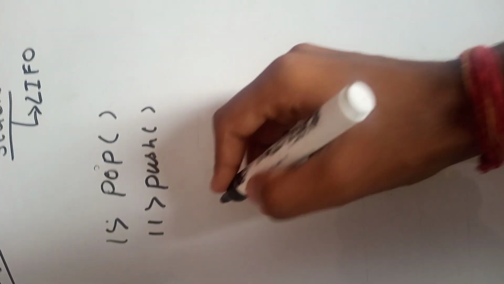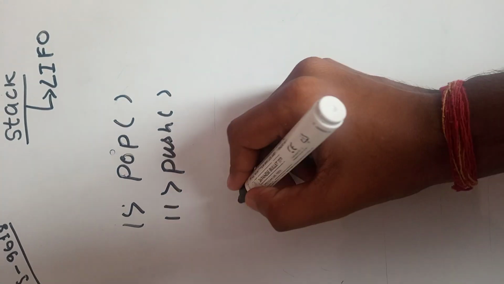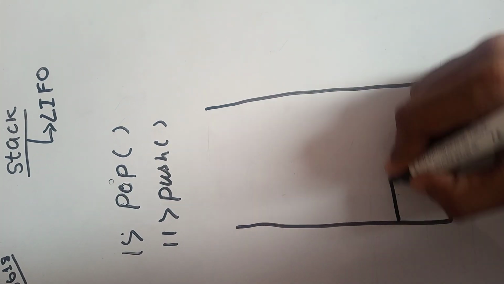Basically, the function of pop is to remove the data from the top of the stack pointer, and push is to add data to the stack. Okay, so basically let's see one example. It is one stack.